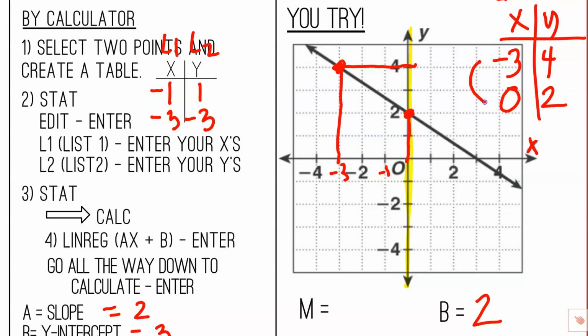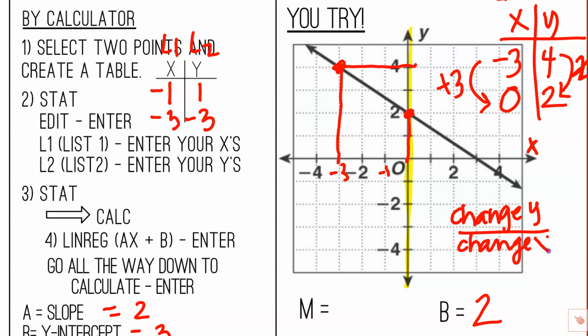All right, from -3 to 0. Again, if you need a number line, please draw a number line. You can draw a vertical number line if that's easier for you. So from -3 to 0, that is +3. And from 4 to 2 is a -2. All right, then we do change in y divided by change in x. So my change in y was -2 and my change in x is 3.